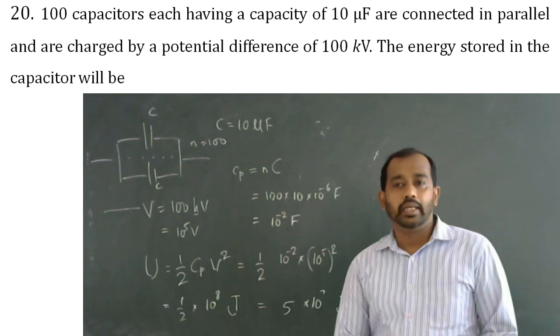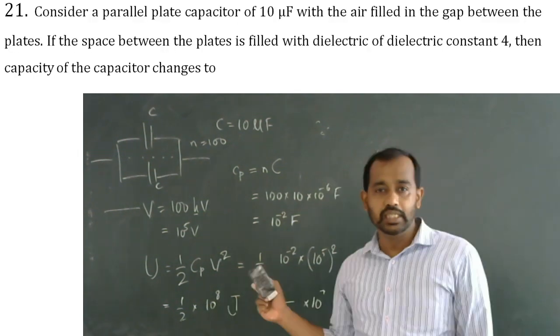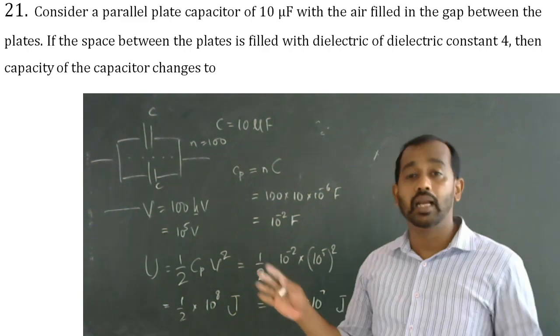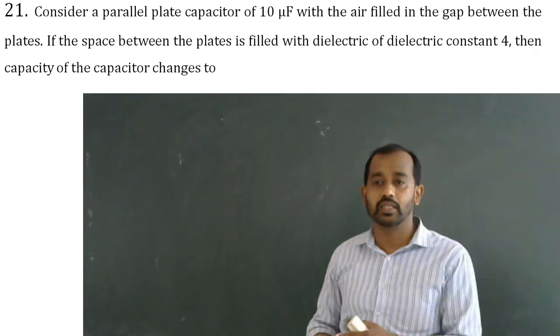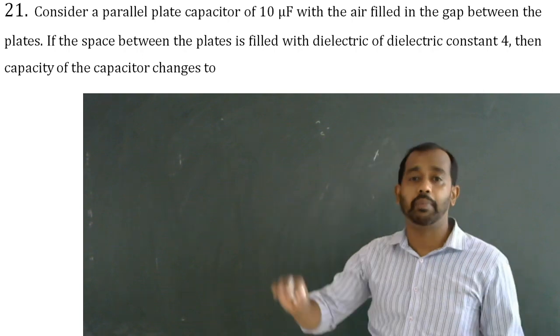The next question. Consider a parallel plate capacitor of 10 microfarad with air filled between the gap. If the space is completely filled with a dielectric constant of 4, then what should be the capacity of the capacitor? Initially, the capacitance of the capacitor is represented as C, and the value is given as 10 microfarad.